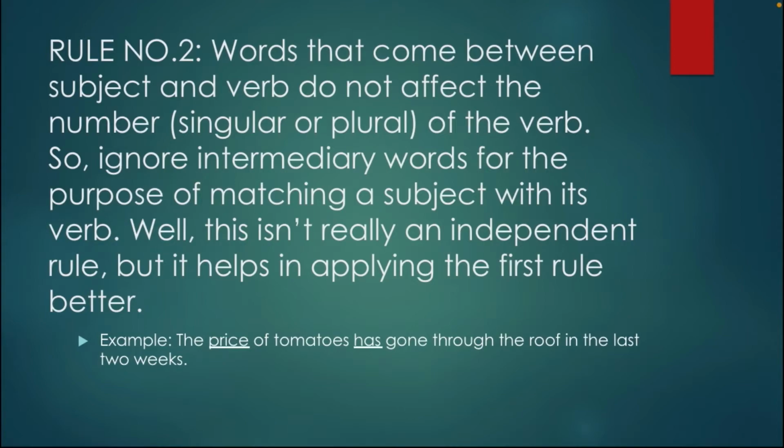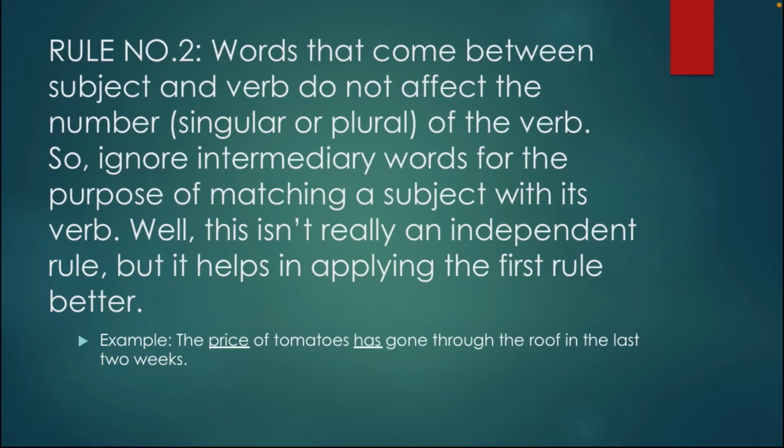Now we have rule number 2. Words that come between subject and verb do not affect the number, singular or plural, of the verb. So ignore intermediary words for the purpose of matching a subject with its verb. Well, this isn't really an independent rule, but it helps in applying the first rule better.